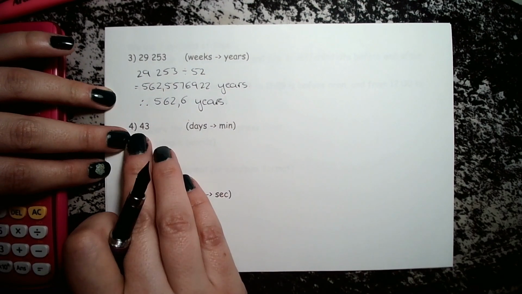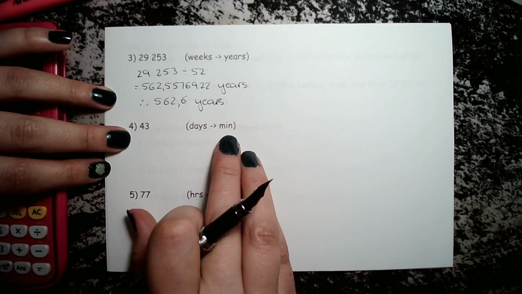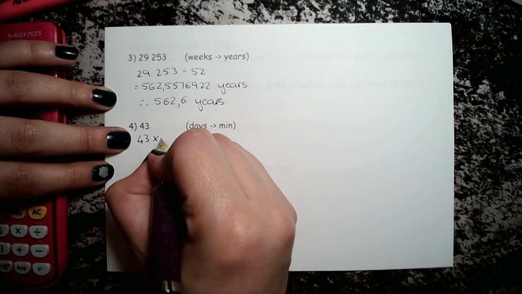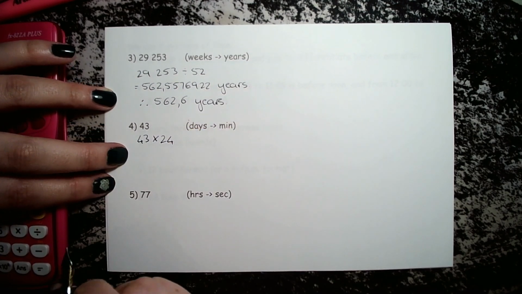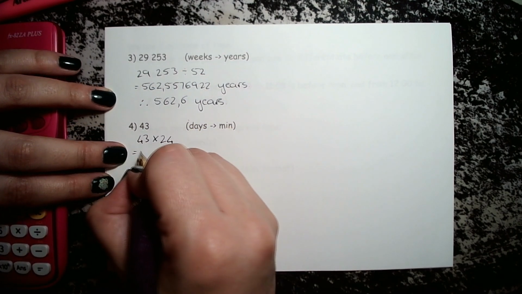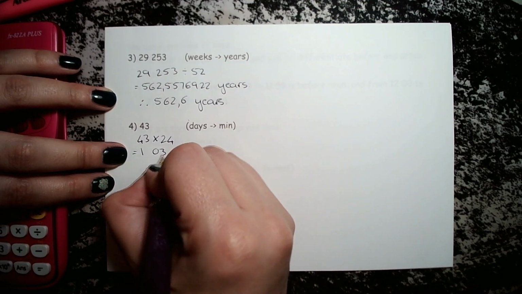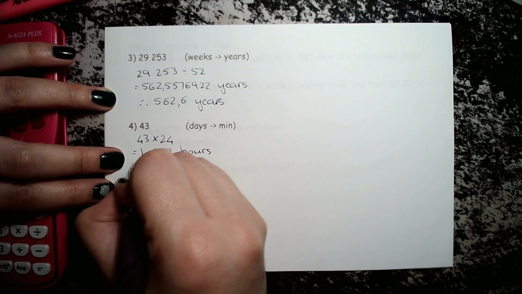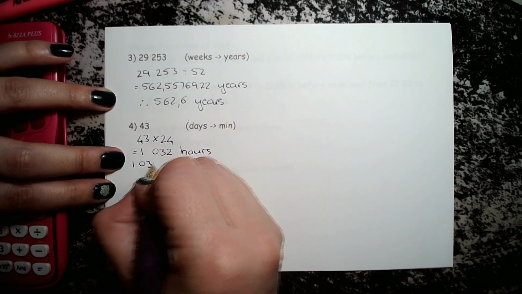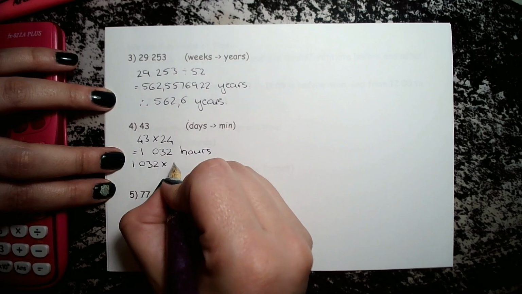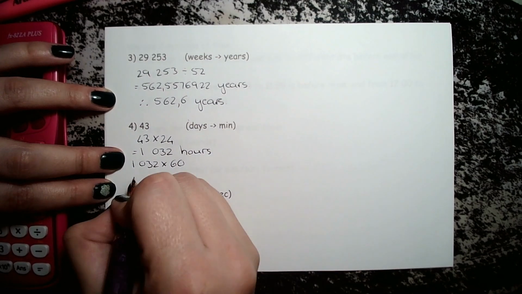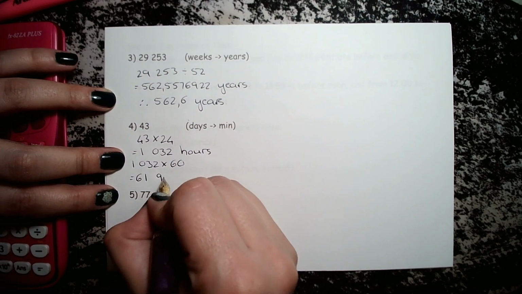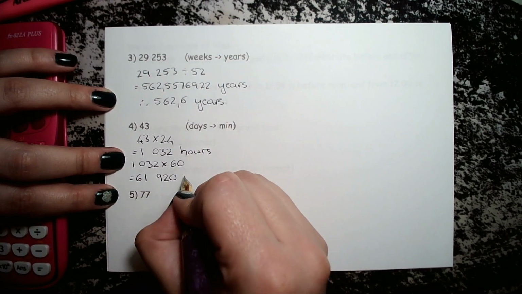Number 4, 43 days into minutes. So we take the 43, multiply that by the 24 hours that we have in each day. That gives us 1,032 hours. We take the hours, 1,032, and multiply that by the 60 minutes in each hour. And we get an answer of 61,920 minutes.